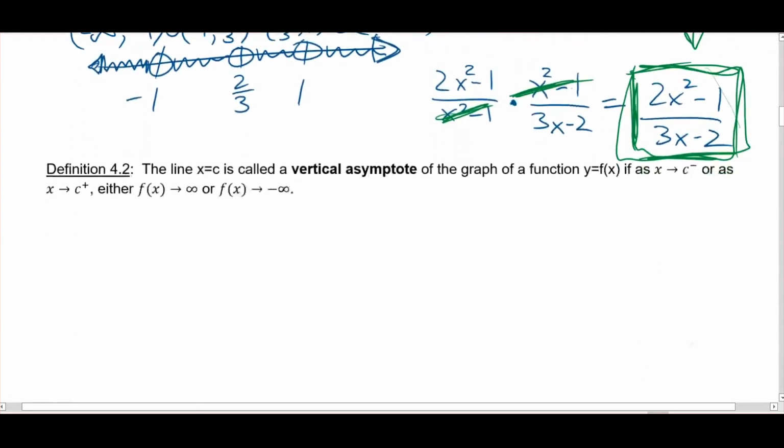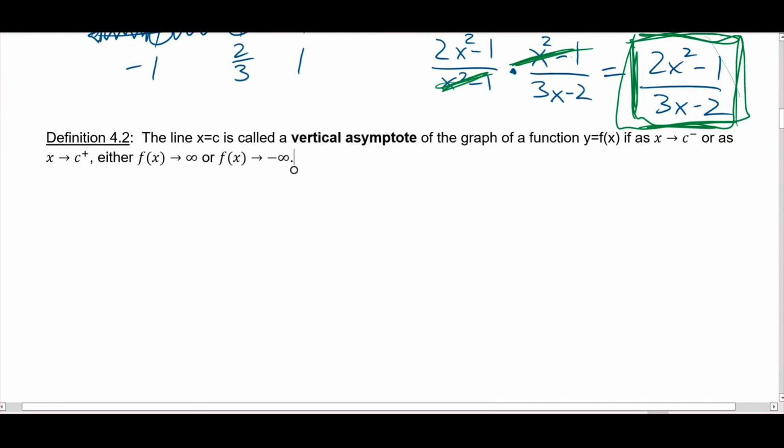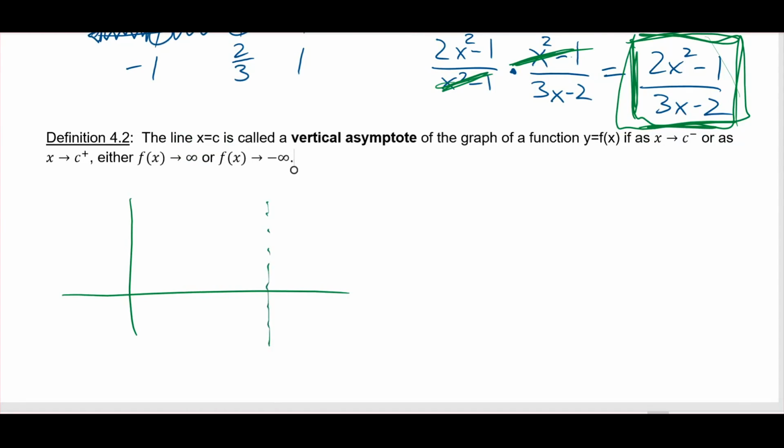Okay, vertical asymptote. Let's draw a picture. So the line x equals c, we know that that's a vertical line, right, from our past section. So let's draw a line. Here's the line x equals c. Okay, and it's a dashed line, and it goes through this point right here. We know that that's c comma 0, right? Okay, so this is called a vertical asymptote.